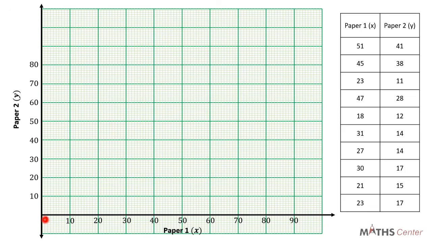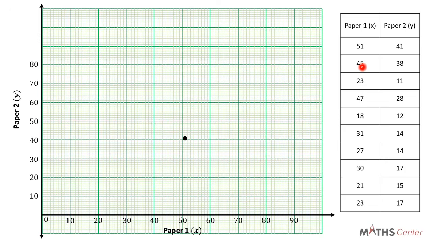Here, I'm going to choose a scale of 2 centimeters to 10 units on both axes. So on the x-axis, I'll have 2 centimeters to 10 units. On the y-axis, I'll have 2 centimeters to 10 units. Let's plot the points. The first one is (51, 41). (51, 41) will be here.